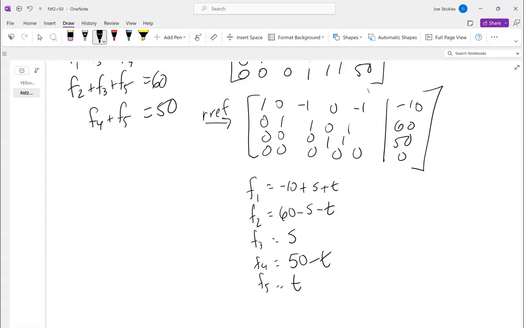Yeah, it'd be less than or equal to 50, right? So using the fact that T has to be positive, and the flow here needs to be positive, we need T to be between 0 and 50, right? So that's one condition that we would have on this.